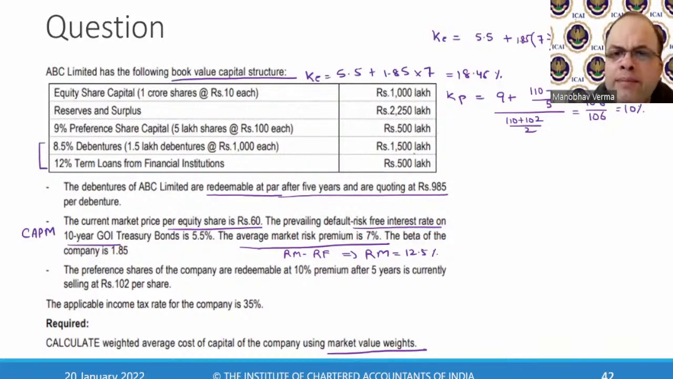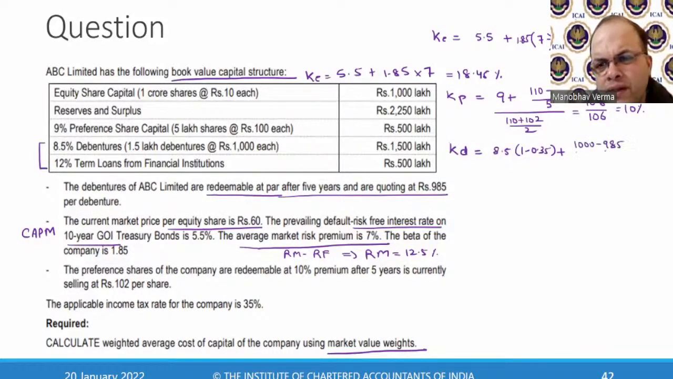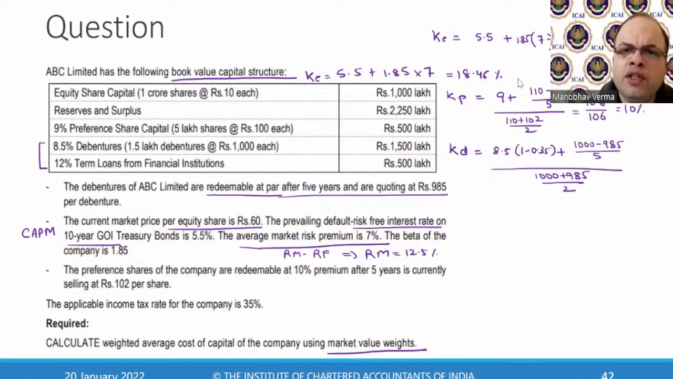Then we are looking at two types of cost of debt here. So 35% is my tax benefit, right? So debentures are redeemable. So let's say cost of debentures. Again, redeemable debentures, isn't it? So we're looking at 8.5 into 1 minus 0.35. And then my debentures are quoting at 985 here, after 5 years. So redemption value will be 1000 minus 985 upon 5, and 1000 plus 985 upon 2. Who is going to tell me the answer for this?